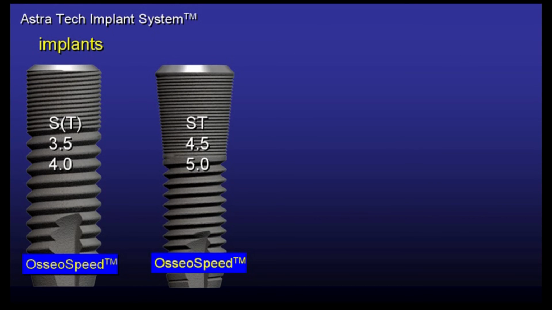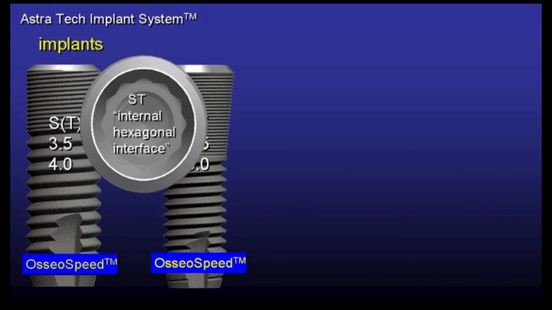And as you can see on this slide, there are two types of implants: the straight cylindrical one and the conical cylindrical one of an ST configuration. All these currently available AstraTech implants have an internal hexagonal interface in order to prevent rotational movements of the abutment.